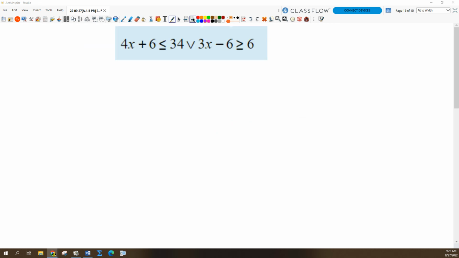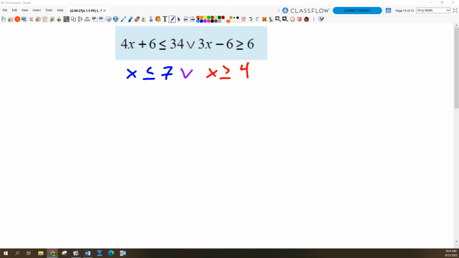Okay, now compare that to this guy. Okay, this is an or statement, right? 4x plus 6 is greater than 34. If I subtract 6, I get 28. That simplifies to x is less than or equal to 7, right? Or what about this side over here? If I add 6, I get 12 divided by 3 is 4. How about that? Where is that true? Where is x less than or equal to 7 or x is greater than or equal to 4?